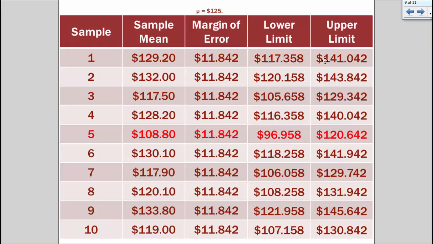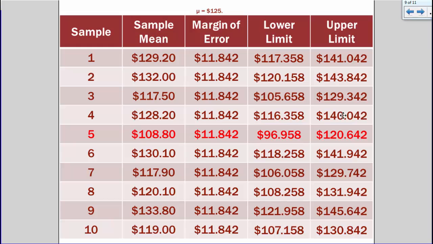So these two we've already done, right? The sample mean plus 11.842 gave you the upper limit, and the sample mean minus 11.842 gave the lower limit. Then if we scroll down to this one, if we had a sample mean of 128.20, add the margin of error to get the upper limit, subtract the margin of error to get the lower limit. So just hypothetically, we're looking at a situation where we took 10 different sample means and constructed 10 different 90% confidence intervals. These last two columns represent the 90% confidence interval.